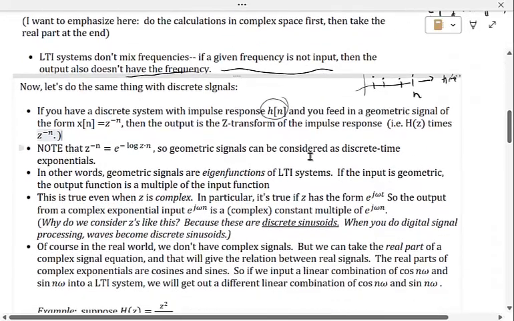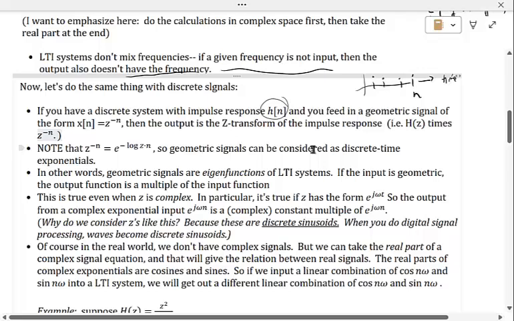Now what's the relation between geometric and exponential? In fact, a geometric signal is a special case of an exponential signal. Z to the minus n, if you use your logarithms, by this I mean log base e. Mathematicians use log for log base e. So z to the minus n is just e to the minus log z times n. E to the minus log z is the same thing as z to the minus 1. So geometric signals really are disguised exponentials.